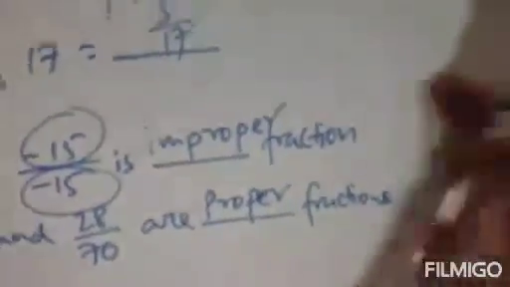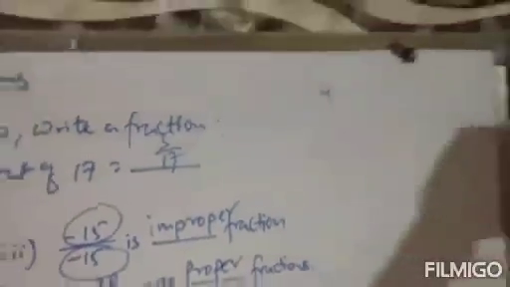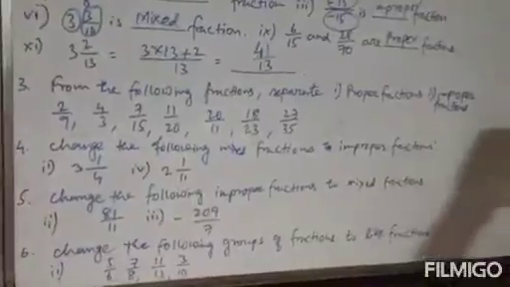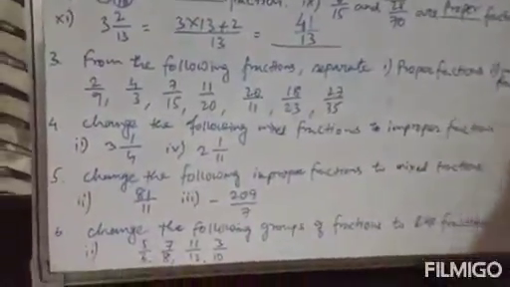Question number 4 says, change the following mixed fractions into improper fractions. Mixed fraction to improper fraction. So the first one is 3 upon 1 by 4.